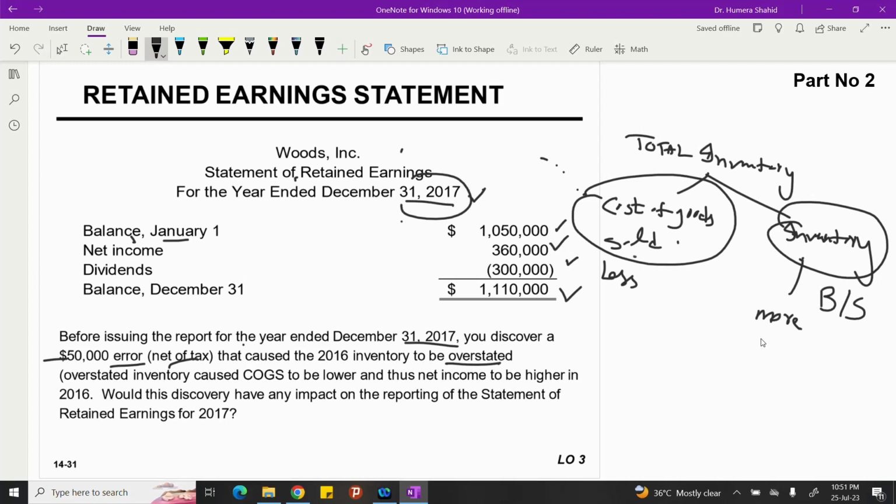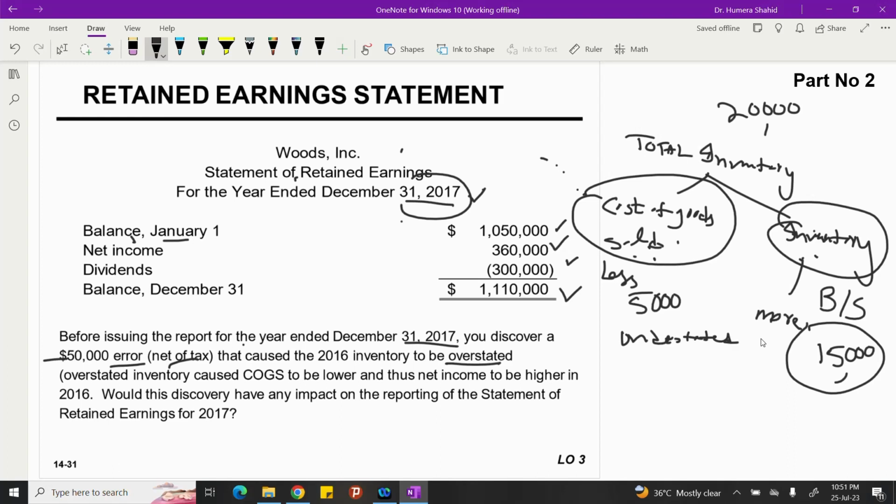Let's take some numbers to explain this. For example, total inventory available to the company was 20,000. You have recorded ending inventory as, let's suppose, 15,000. So there is remaining, and the remaining is sold out. That was 5,000. So if ending inventory is recorded more, the cost of goods sold will be recorded less, right? Some items which were supposed to be recorded in cost of goods sold are actually recorded in inventory. So your expenses are understated. When expenses are recorded less, your net income is recorded more, overstated. See here. Overstated inventory causes cost of goods sold to be lower, understated, and thus net income to be higher in 2016. You need to rectify it.